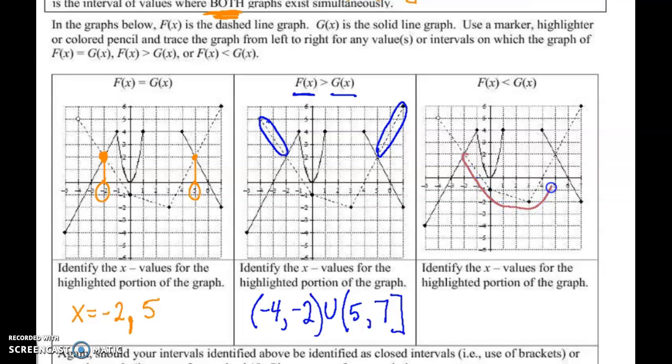It's below, it's below, it's below. I know this is really goofy how I'm writing it. But f is below the g. The dashed is below the solid. So you can just say from -2, not including -2, until you get to 5, not including 5, because they're equal. And if the problem said "or equal to," then you could have 2 brackets there.